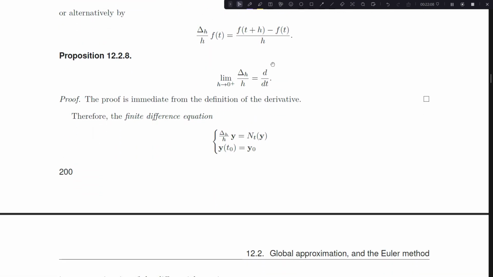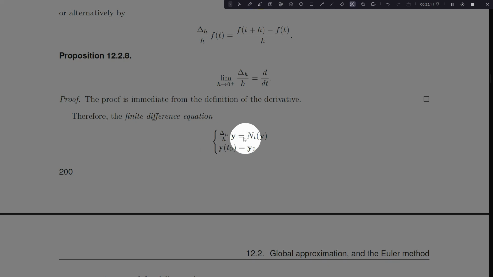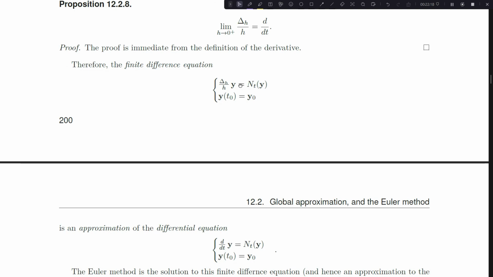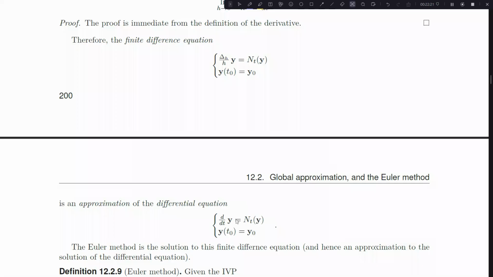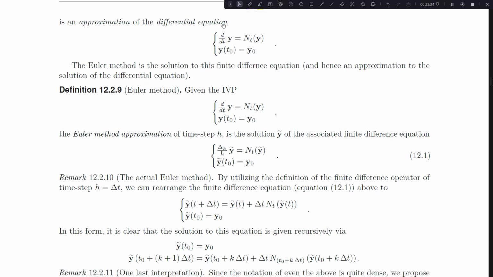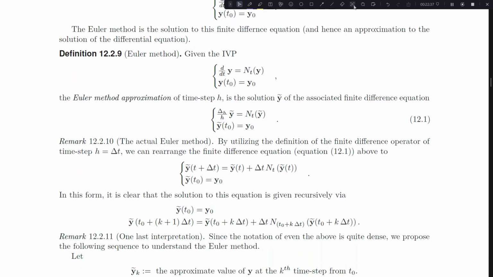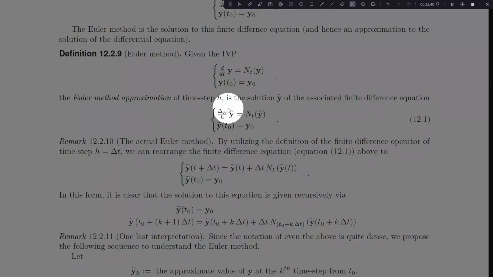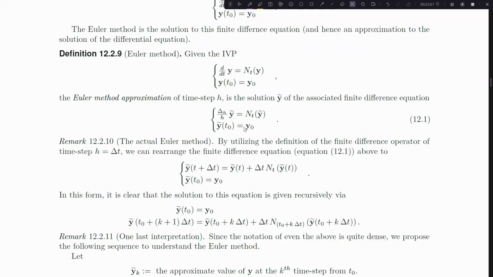So since we have that nice property, we know that this finite difference equation, it's not actually a differential equation anymore, but this finite difference equation actually is a good approximation to the differential equation that we're starting with. And so by solving the finite difference equation, we might gain a solution, or an approximate solution, to the differential equation. And this is the Euler method. The Euler method says, given the IVP, which I start with, I'm going to approximate it with a finite difference equation. I'm going to initialize it at the same initial value, but I'm approximating the derivative. And then if I solve the finite difference equation, I have an approximate solution to my problem.